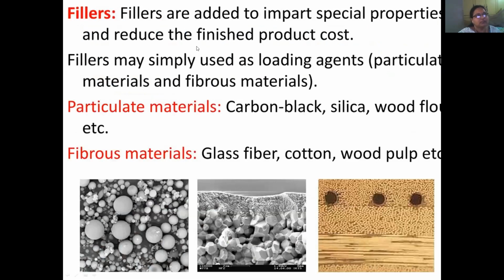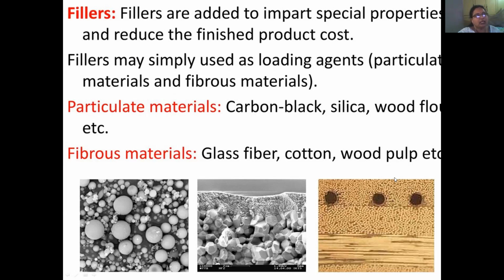So, first is fillers. Fillers are added to impart special properties and reduce the finished product cost. Fillers may be used simply as loading agents, that is particulate materials like carbon black, silica, wood flour, etc. And then fibrous materials like glass fiber, cotton, wood pulp, etc.